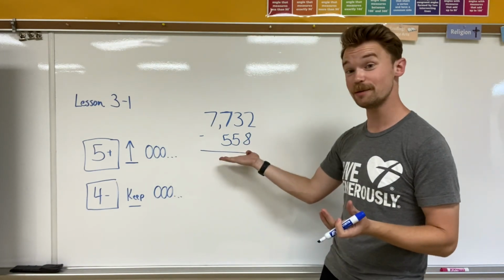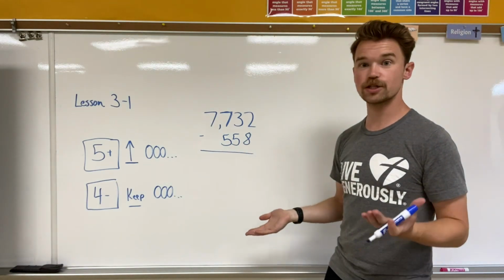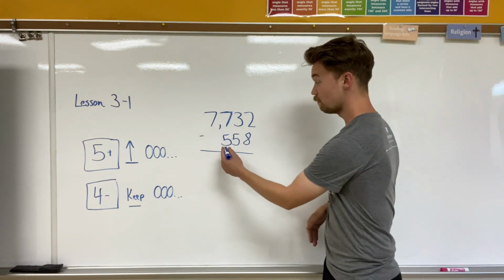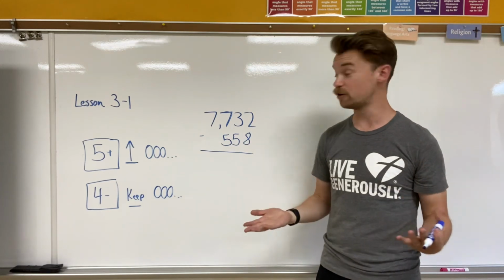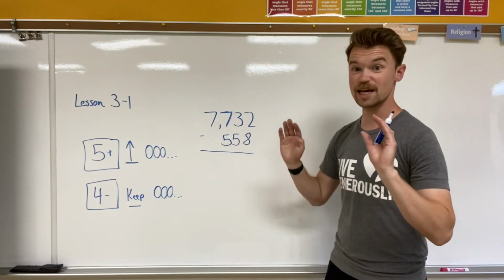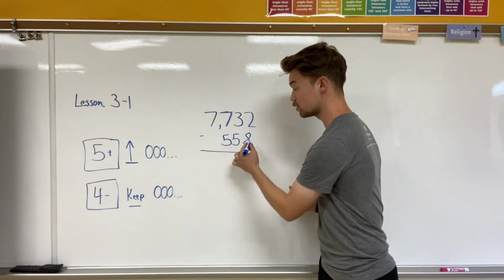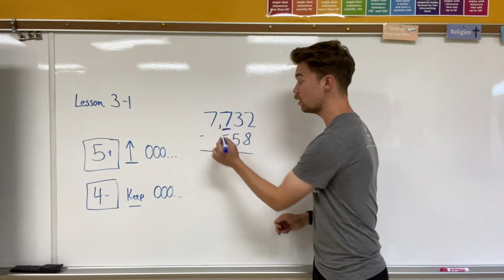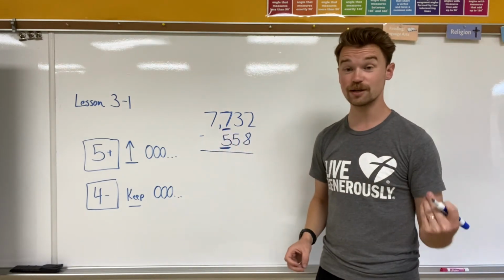We take a look at our two numbers, and we figure out which one is the smaller one. Is it the top number or the bottom number? In this instance, 558 is a smaller number than 7,732. We're going to be taking the largest place value of that smallest number, which is in the hundreds place, which means we're going to be rounding both our numbers to the nearest hundreds place.